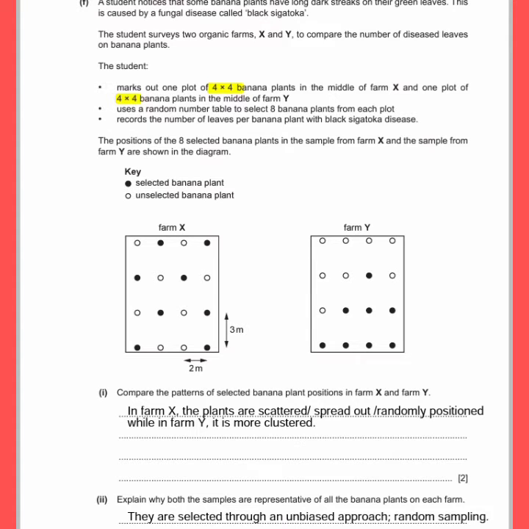Then they're saying compare the patterns, and you've been given patterns, and then they're asking you to compare the patterns. Of course, you can use main terms to compare them. You can say for farm X, it's randomly positioned, it's scattered, spread out. For farm Y, it's gathered at a place, it's more clustered. Then they're saying explain why both samples are representative of the banana plants on each farm, because of the idea of random sampling, right? Because it's an unbiased approach, okay?